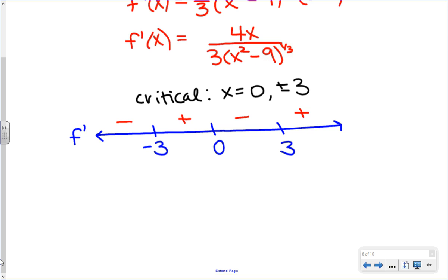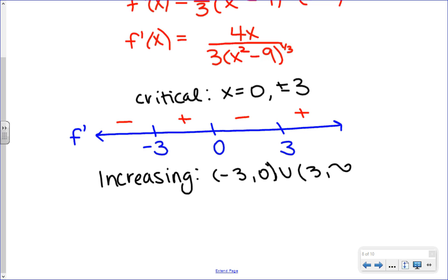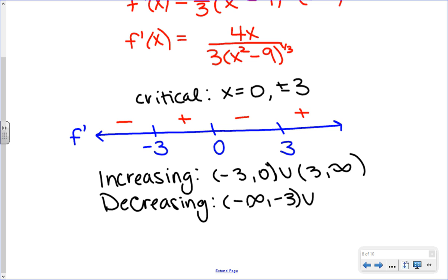if I ask you for increasing or decreasing intervals, this function is increasing where our derivative is positive, which turns out to be between -3 and 0 and 3 to infinity. We are decreasing on any intervals where our derivative is negative. So from -infinity to -3 and 0.